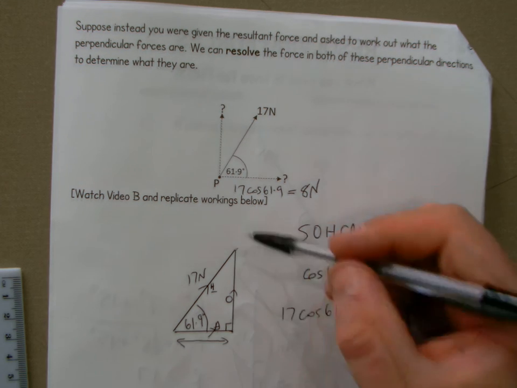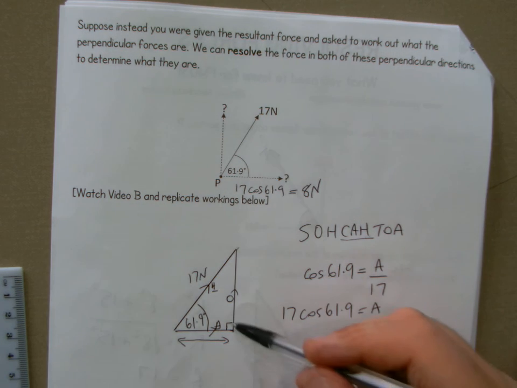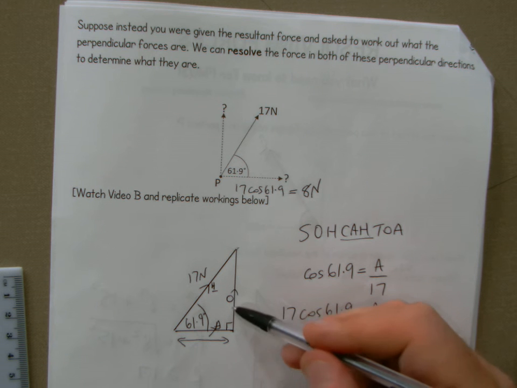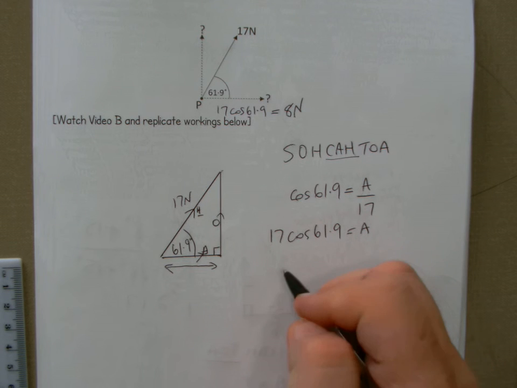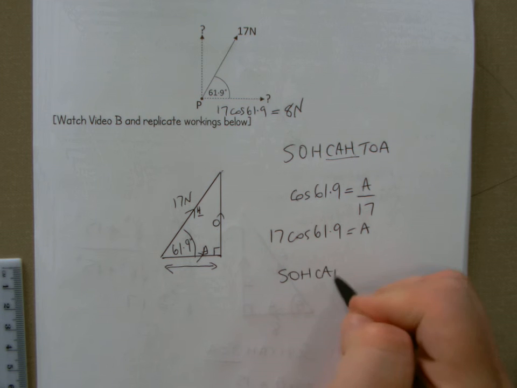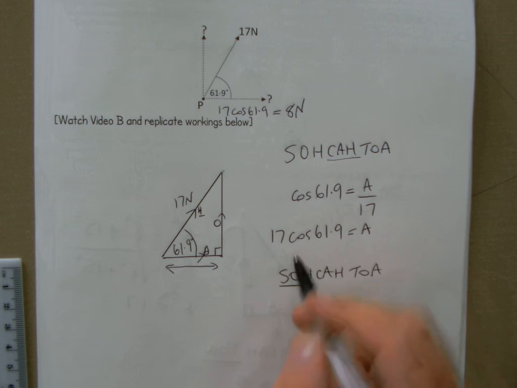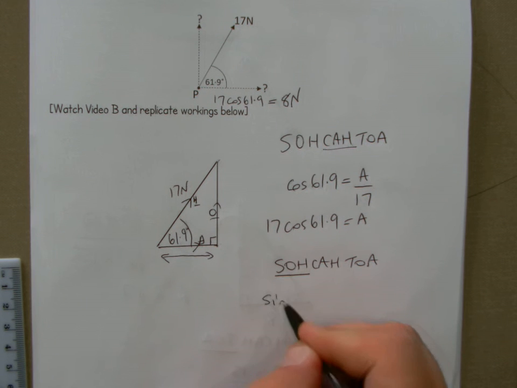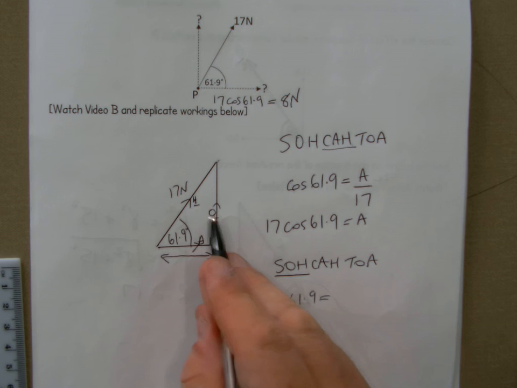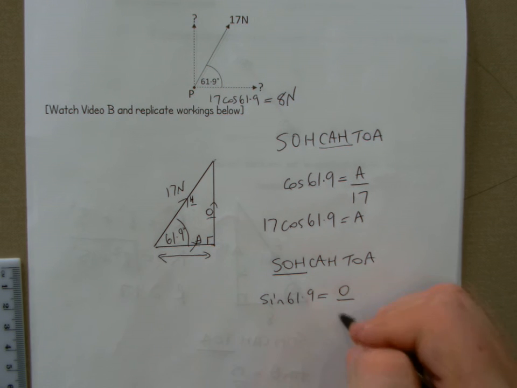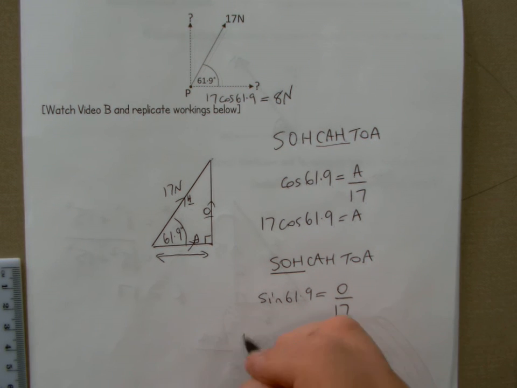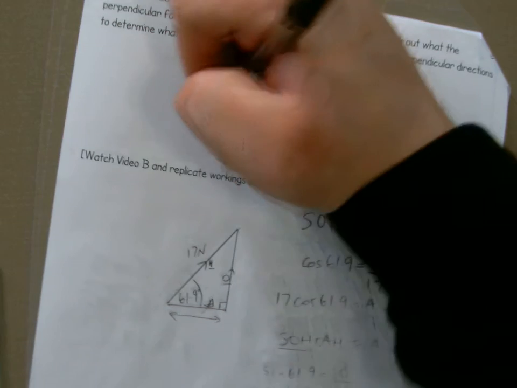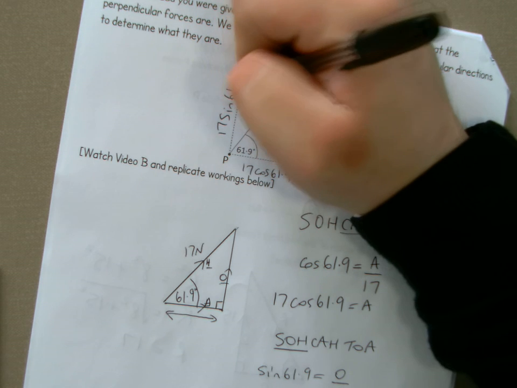So we can do the same to work out what the vertical component is. Remember, that would be that side there, which is the opposite. So in this case we're going to use SO in SOHCAHTOA, because I want O and I've got H. So sine 61.9 is equal to O over H, where H is 17. Take the 17 over, so I get my O there. So 17 sine 61.9 is that component there.